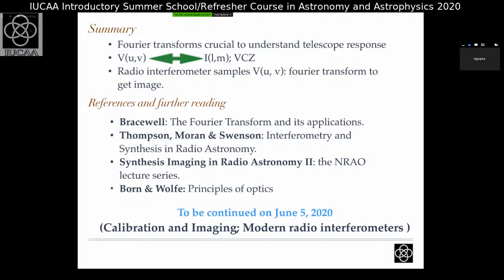And these are some of the references you can refer to if you want to look at the Fourier transform. You can look at any of your favorite books, but if you have a lot of time and want to go really deep into it, look at Bracewell. If you want to understand more of interferometry and synthesis, you can look at the book by Thompson, Moran, and Swenson. You can look at a lecture series by Anna Rao, titled Synthesis Imaging in Radio Astronomy, and lectures from it are available online.